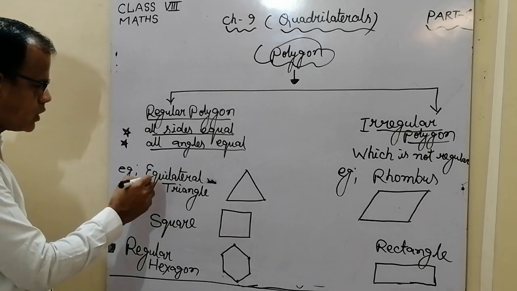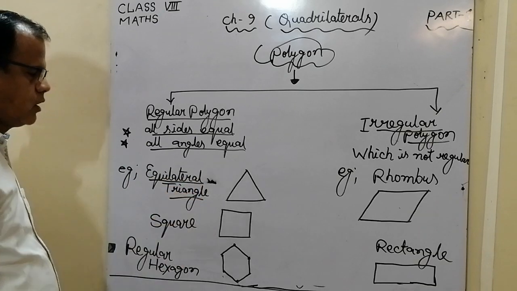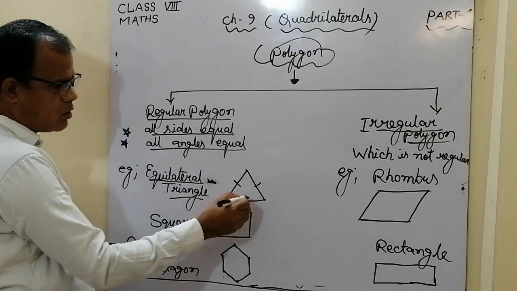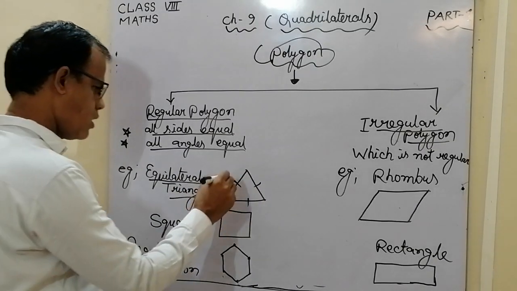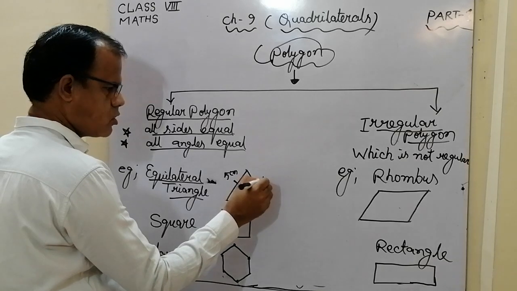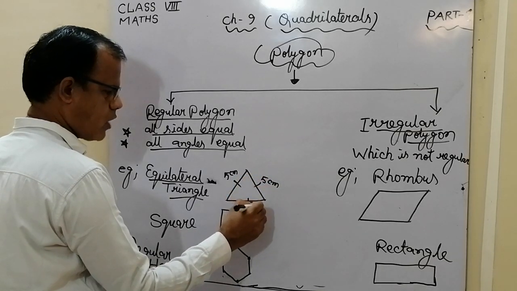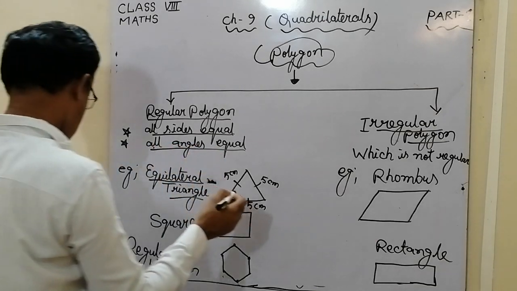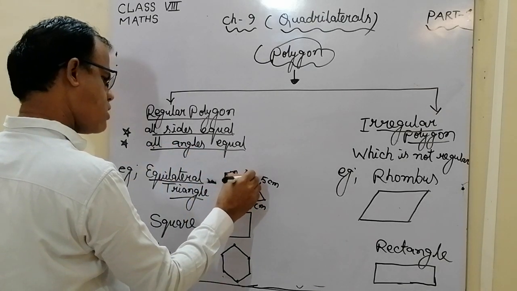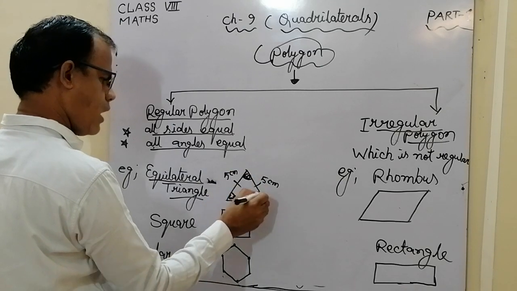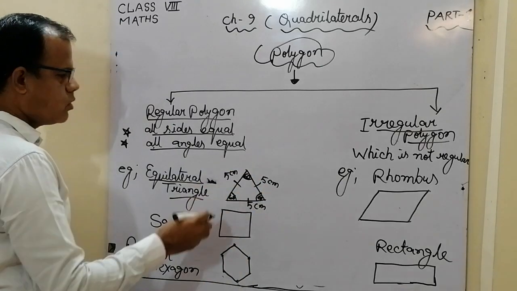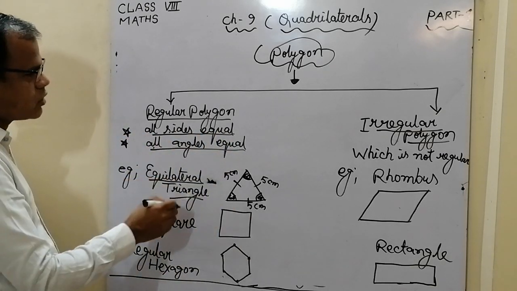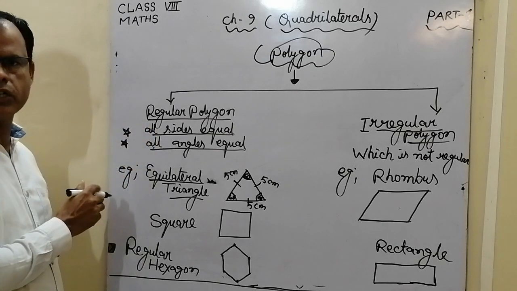For example, look here, equilateral triangle. The first condition is all sides are equal, so these all sides are equal. Suppose this side is 5 centimeter, then this is also 5 centimeter, this is also 5 centimeter. Next condition, all angles equal. So this angle is 60 degree, this is also 60 degree, and this is also 60 degree. So this figure having all sides equal and all angles equal, the equilateral triangle, is known as a regular polygon.